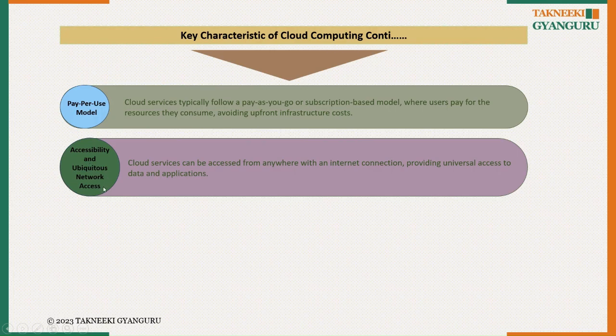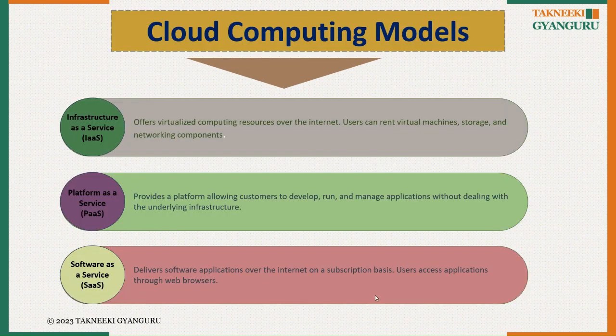accessibility and ubiquitous network access. That means cloud services can be accessed from anywhere with an internet connection, providing universal access to data and applications. It means the resources you have created in the cloud can be accessed from anywhere, if the internet connection is there, and if your network allows access to outside networks, then you can access the cloud from anywhere.